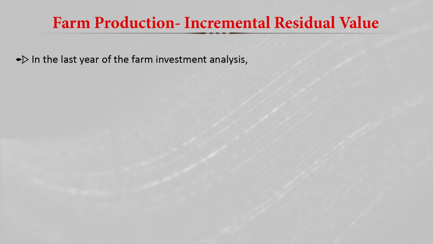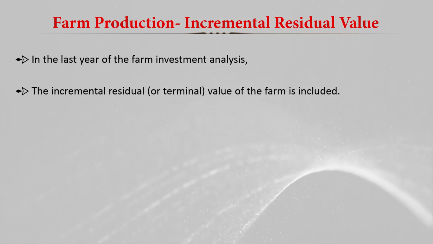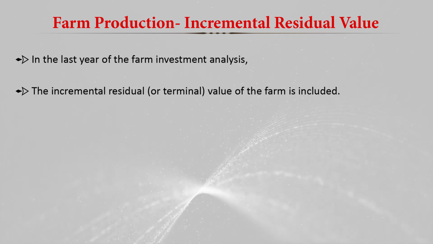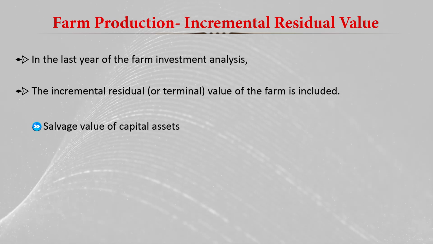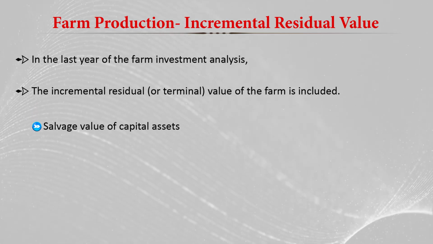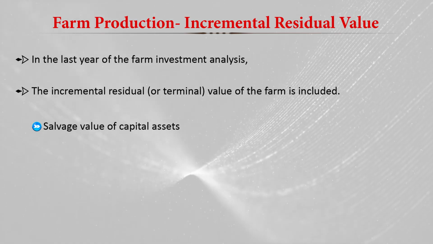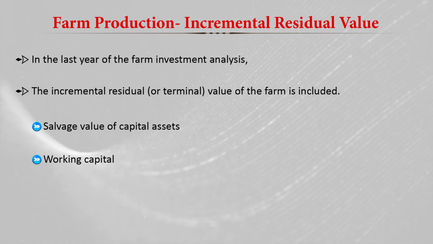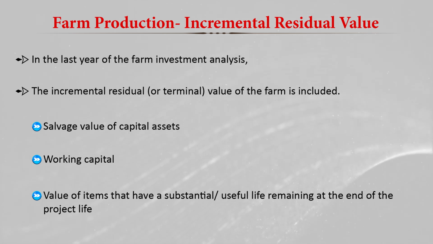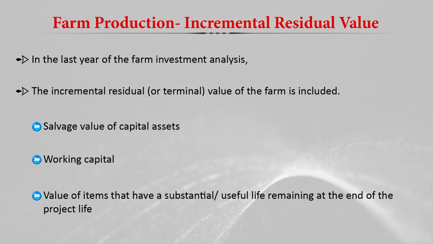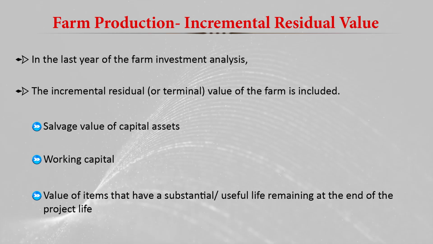Basically, in the last year of the farm investment analysis, the incremental residual or terminal value of the farm is included, that is in terms of the salvage value of the capital assets. Sometimes we get the junk value after the life of the machinery or building is over, and they have some value that we have to include here. Then we also have to include the working capital. Also we have to include the value of the items that have a substantial or useful life remaining at the end of the project life, of that particular machinery or infrastructure, buildings, farm sheds or animal sheds.